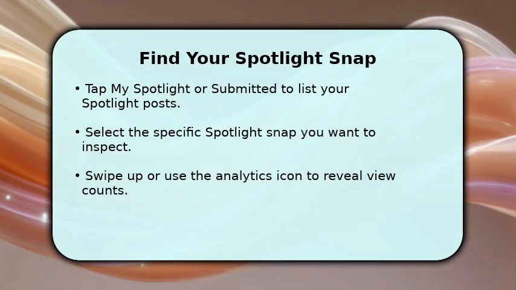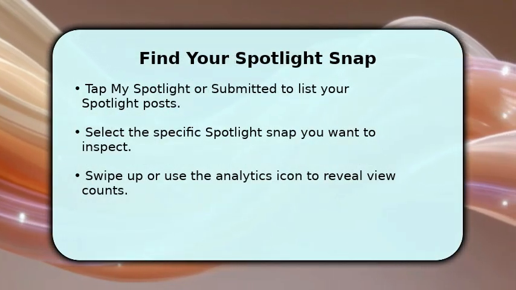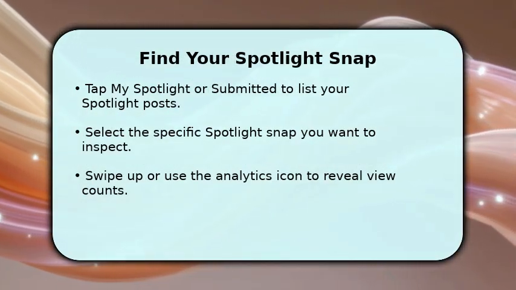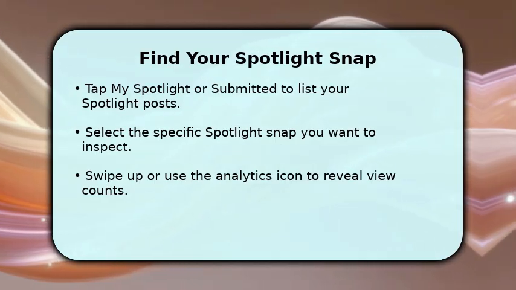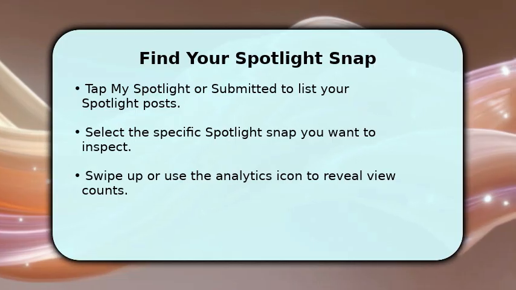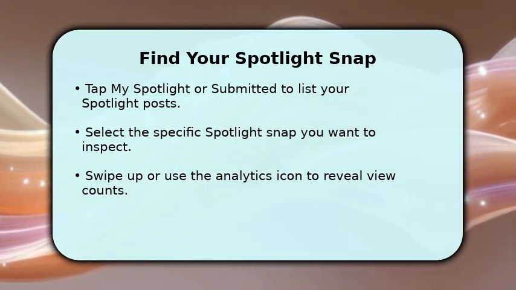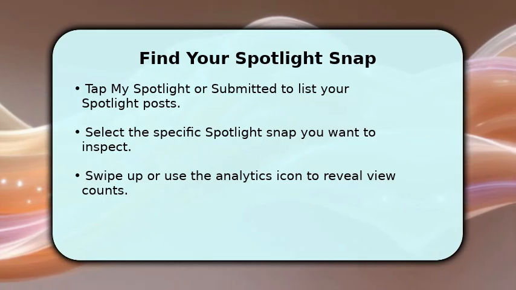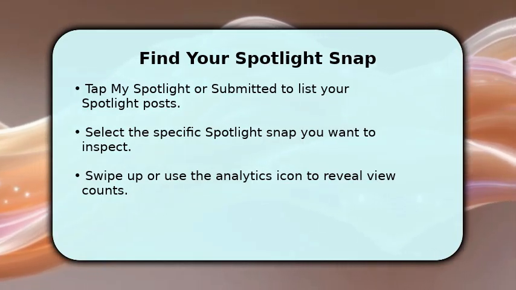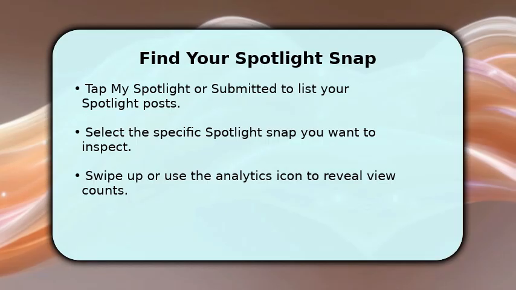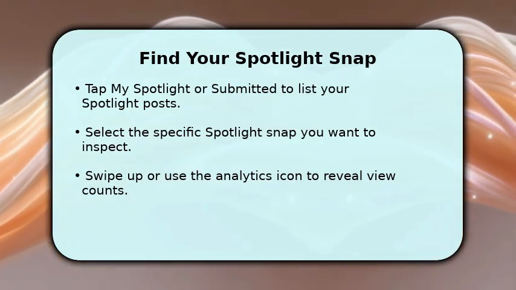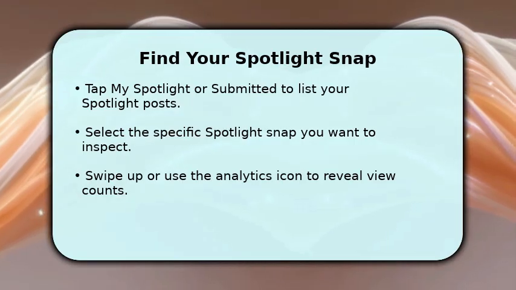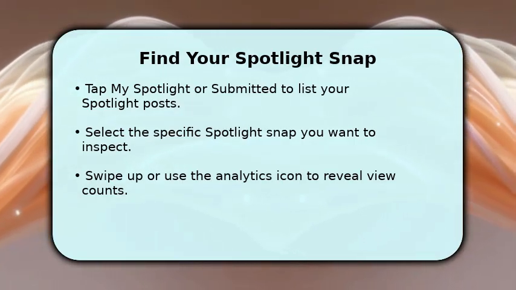Now you find and open the specific Spotlight snap you uploaded so you can inspect its performance. Tap My Spotlight or Submitted to list your entries, then select the clip in question. Once the snap is open, swipe up or tap the small analytics icon. Snapchat reveals view counts, likes, and other basic engagement metrics this way. Take time to note the view number and how it changes. That tells you whether distribution is increasing, which helps you decide if you should promote similar content.